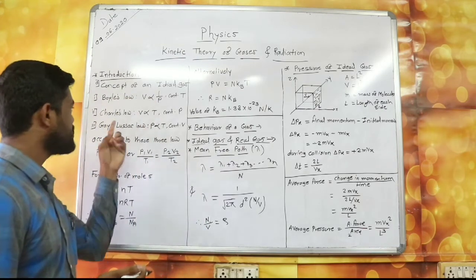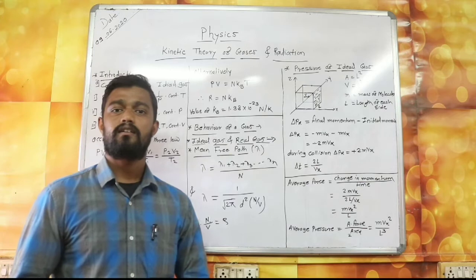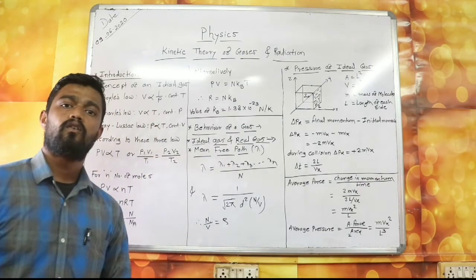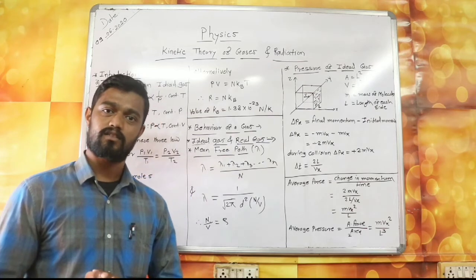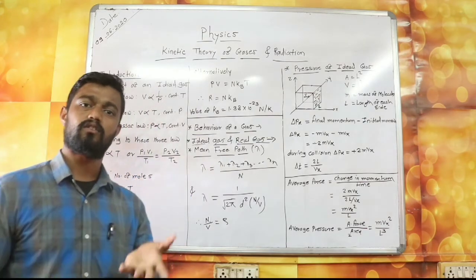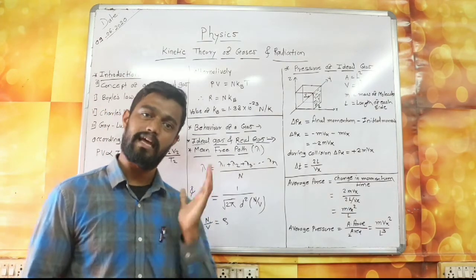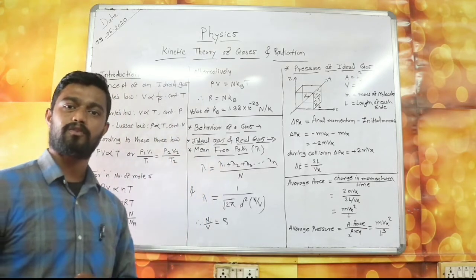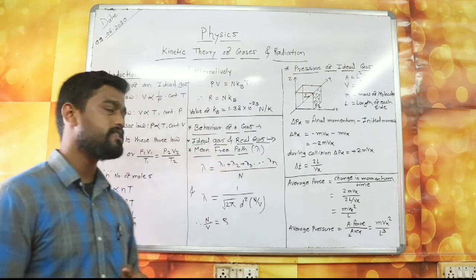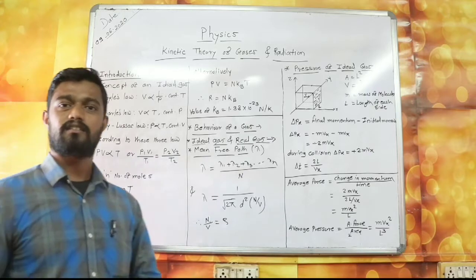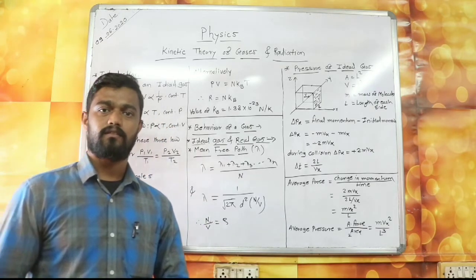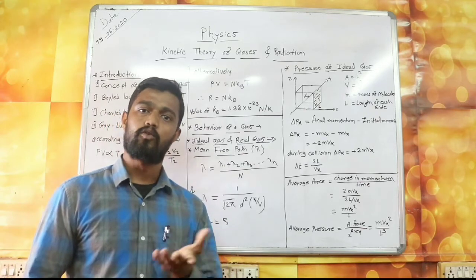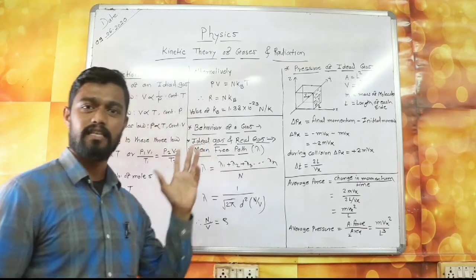The second law is called Charles' law. Charles' law defines that volume is directly proportional to temperature at constant pressure. When the pressure is constant, volume is directly proportional to temperature. And the third one, Gay-Lussac's law, defines that pressure is directly proportional to temperature when the volume is constant. These are the three laws.